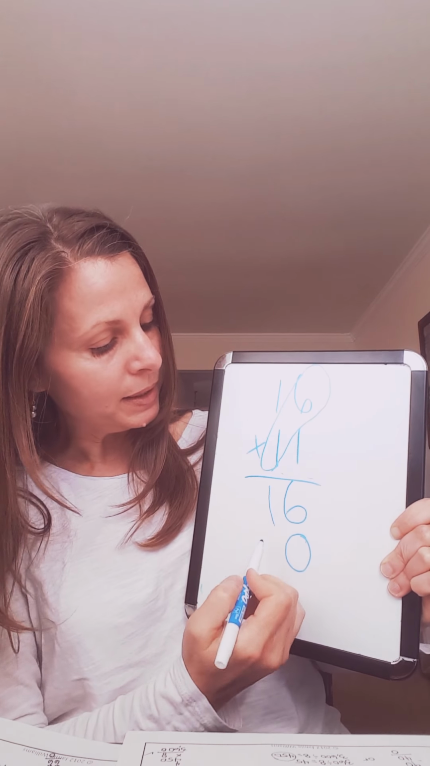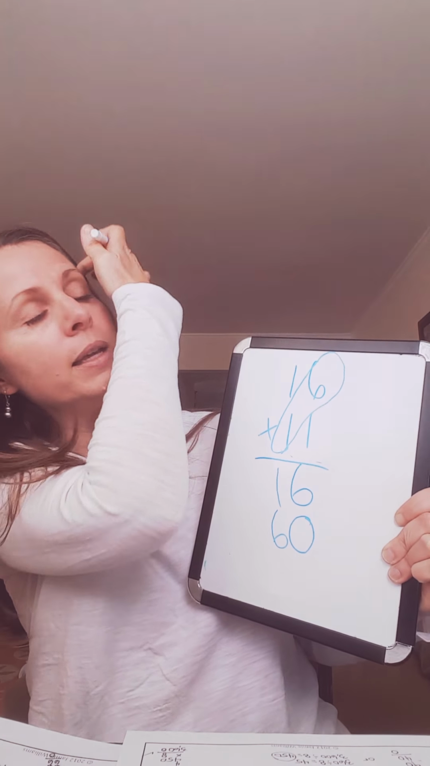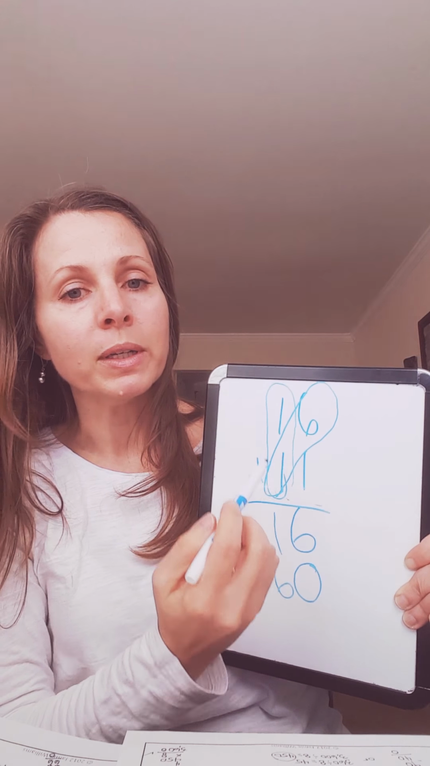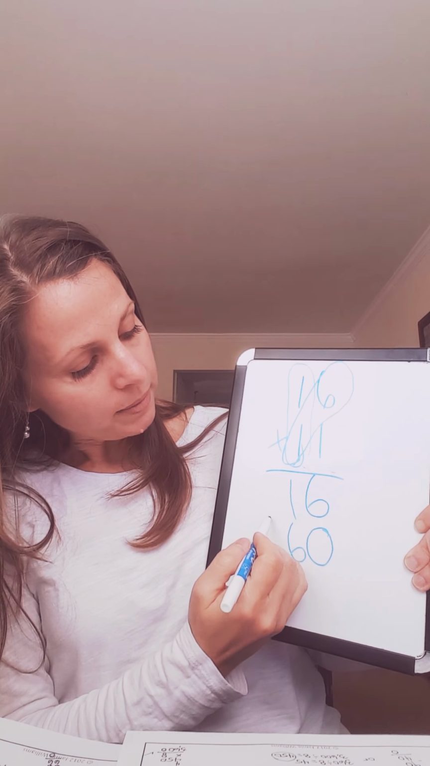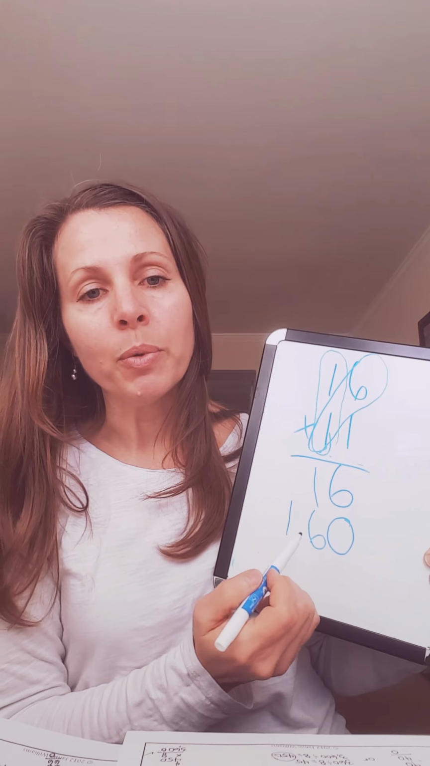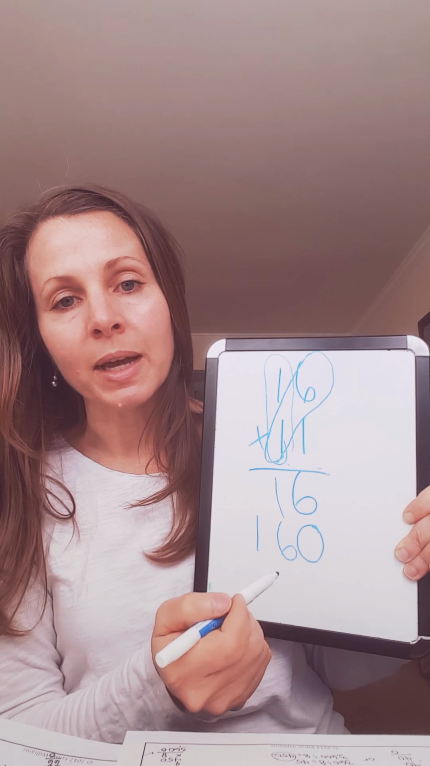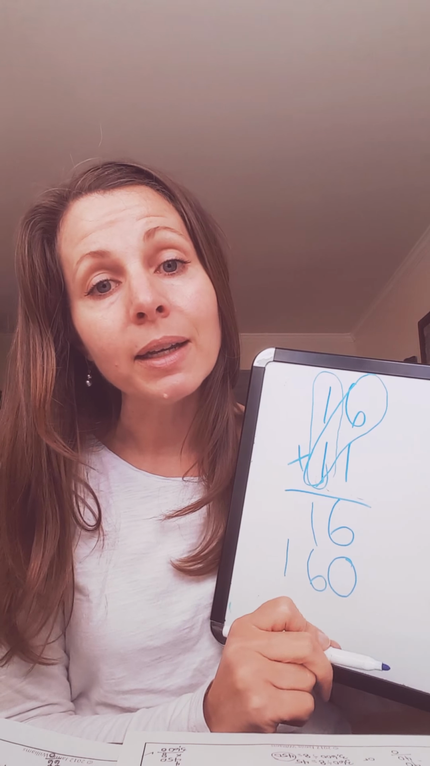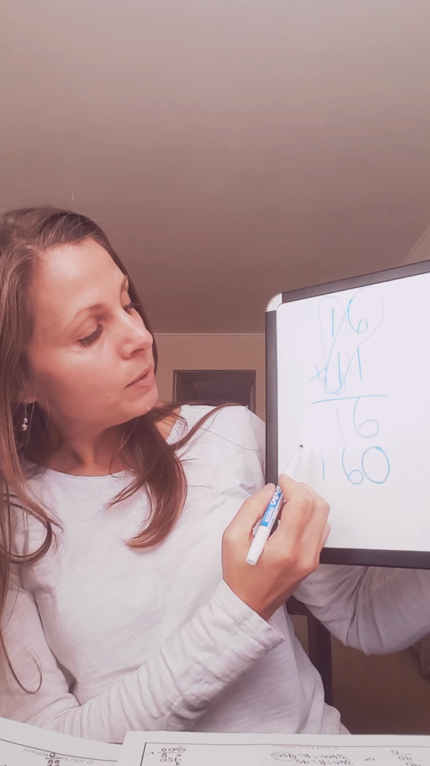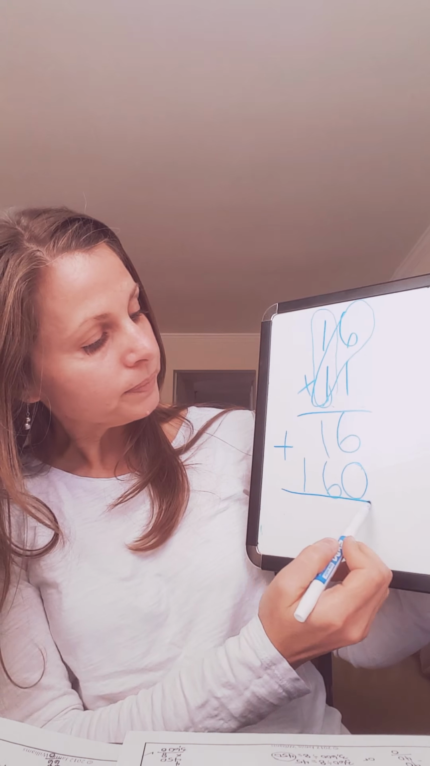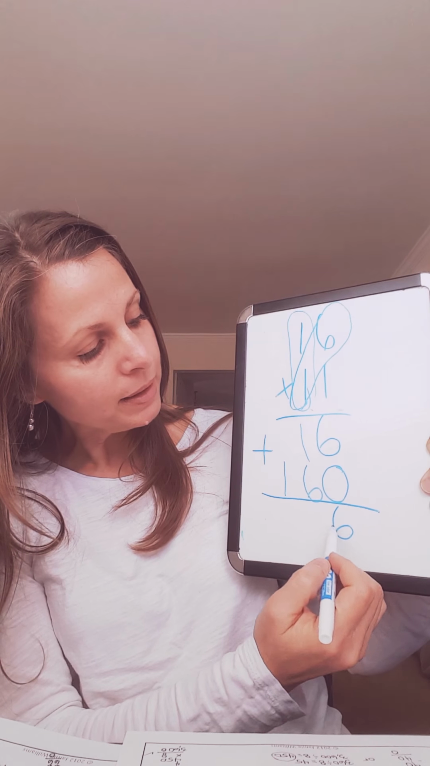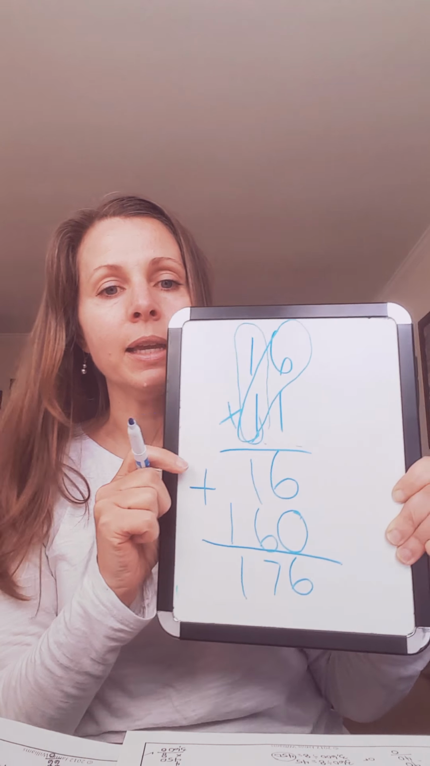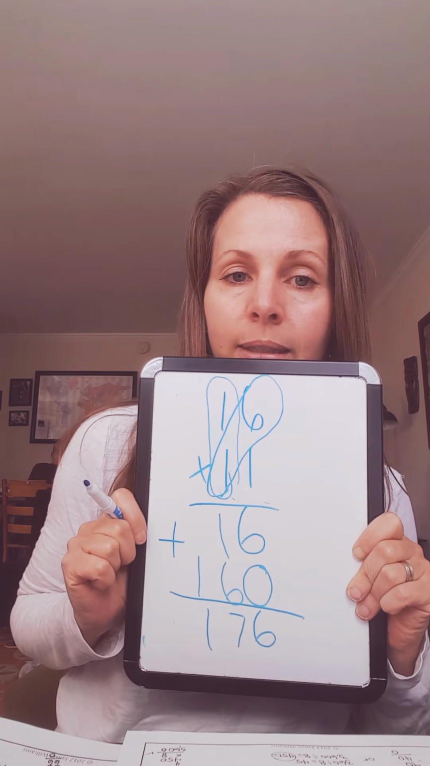And 1 times 6 is 6, okay? Now we go like this. We make our oval and we go 1 times 1 is 1. It's super important that we hold that place value with that 0, because if you put your 16 right underneath each other, you're not going to get the correct answer. So now we add 6. 6 plus 1 is 7, and 1. And the answer is 176.